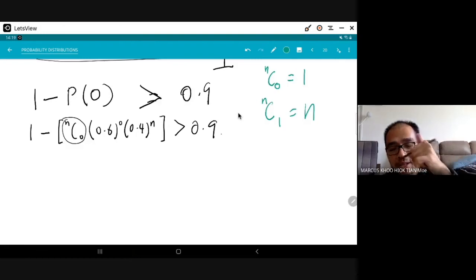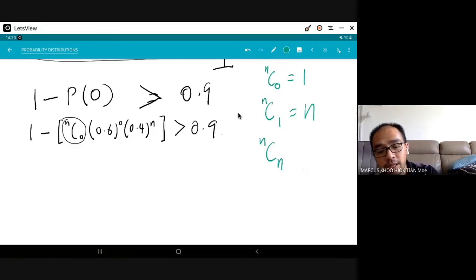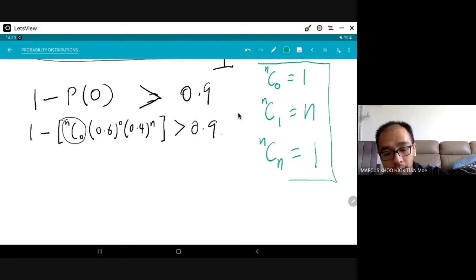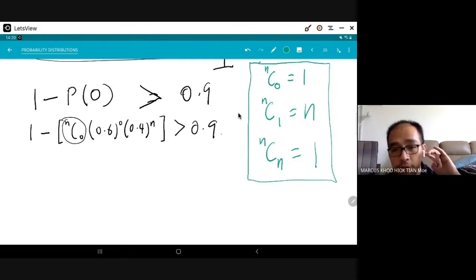Okay, last one, NCN. If it's NCN, 100C100 is equal to 1. 200C200 is also equal to 1. These are things that by the time you finish permutation and combination, you should already know. So don't forget this.